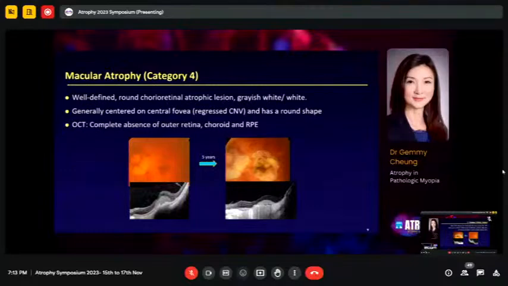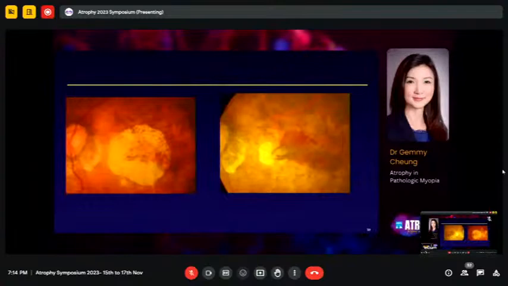This has a round shape usually, as observed in these examples. In the corresponding OCT, again, we see the absence of outer retina, choroid, and RPE, and in the center of that lesion, you may see a mound of subretinal hyperreflective material corresponding to the atrophic or scarred up CNV previously. So this is a case that progressed from an active CNV without much atrophy, and over 5 years, you can see the CNV has regressed, but what's remaining and what's most visually debilitating is a huge expansion of the surrounding area of macular atrophy.